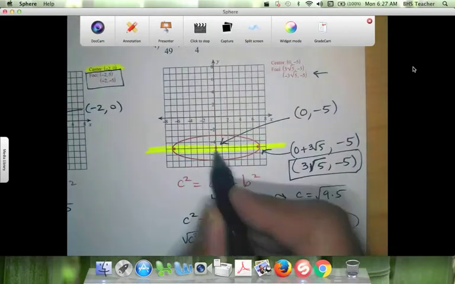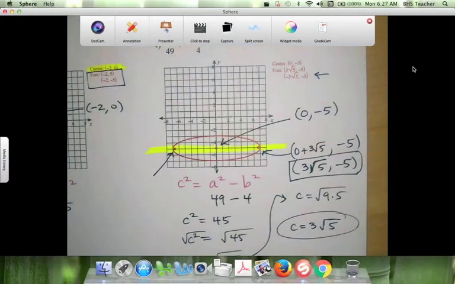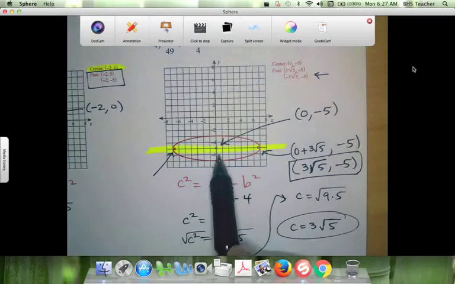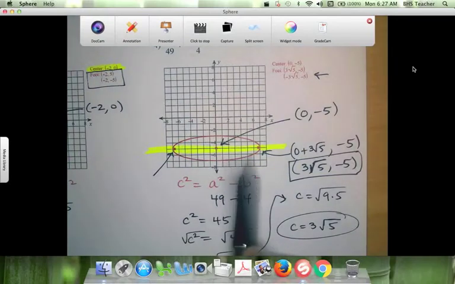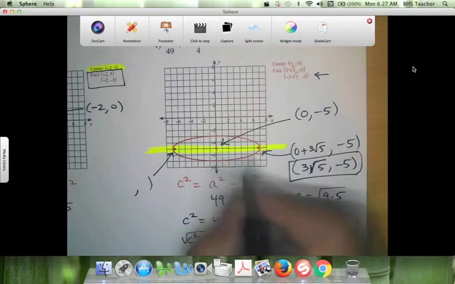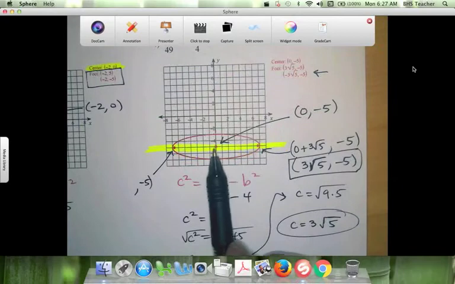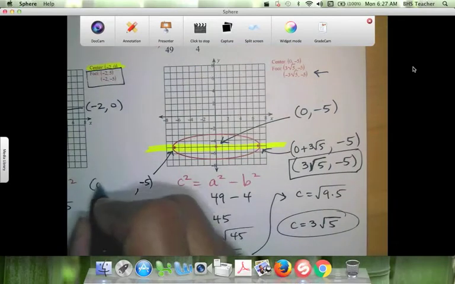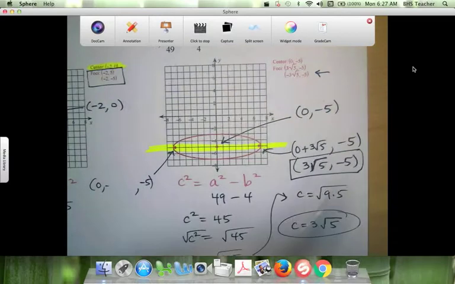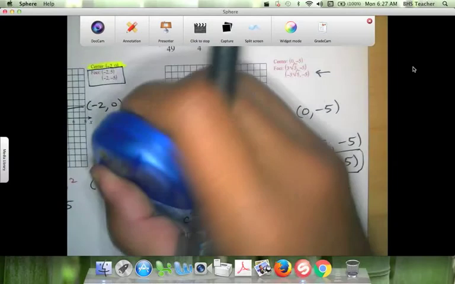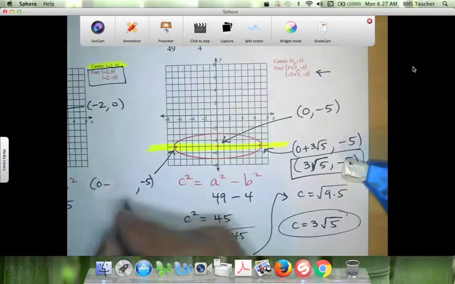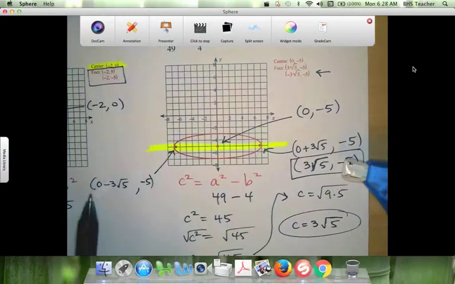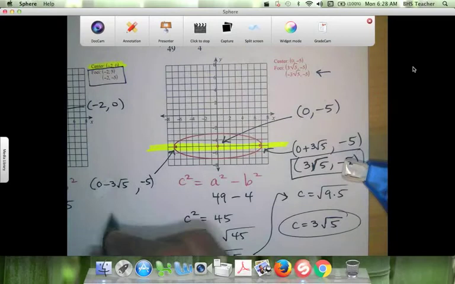And for this one over here, again, the focal point, you start from the center. Which one is not moving? The y coordinate is not moving, so I know the y coordinate is negative 5. The x coordinate is at 0. From 0, you had to go minus or subtract or to the left this c distance. So it's 0. Well, nope. That's not right. 0 minus 3 root 5. But since 0 is the number 0, we don't have to write it. So that's how you get this focal point, negative 3 root 5, comma 5.